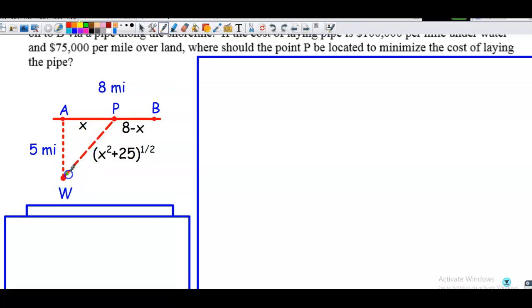Because the hypotenuse of this right triangle is the square root of x squared plus 5 squared, and that's where the 25 is coming from. So by the Pythagorean theorem, I know that x squared plus 5 squared is equal to, I'll put a question mark, that squared. So the distance from W to P is represented by the square root of x squared plus 25. So these are the distances that I'm dealing with. Now that was just to get the problem set up.